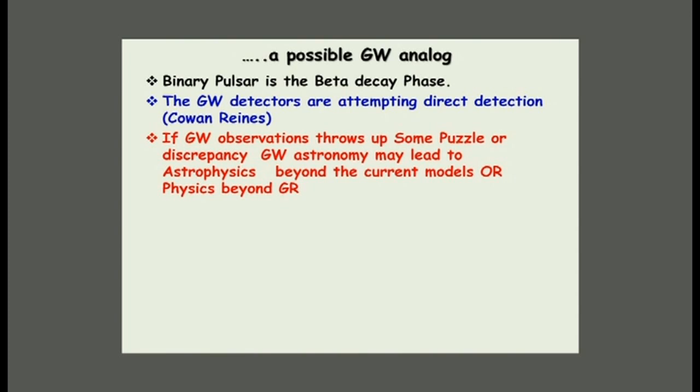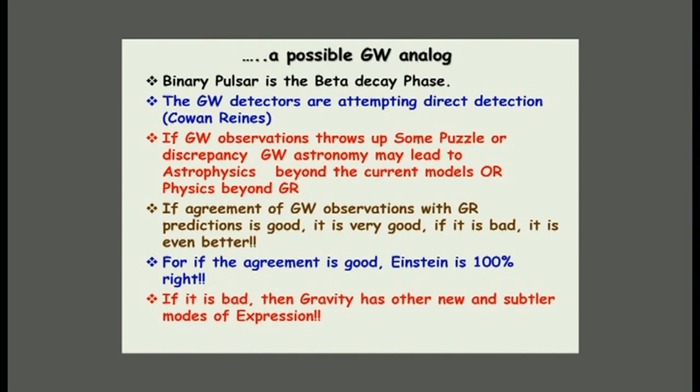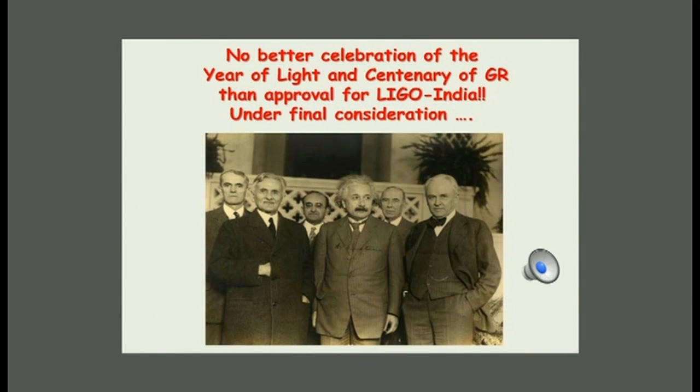If it happens, then the subject of gravity wave astronomy will lead to new astrophysics, or it will lead to physics beyond the general theory of relativity. So we are in a win-win situation, because if the gravity wave observations agree with general theory of relativity, it is good for us. If it is bad, it is even better, because if the agreement is good, we know Einstein is 100% right, but if it is bad, we know that Einstein is not completely right. There have to be other aspects of gravity, and so on. So we will find the corrections to Einstein's theory of gravity. So I hope I have sort of convinced you that the starting up of this particular detector is really going to open a new epoch in our understanding of the universe.